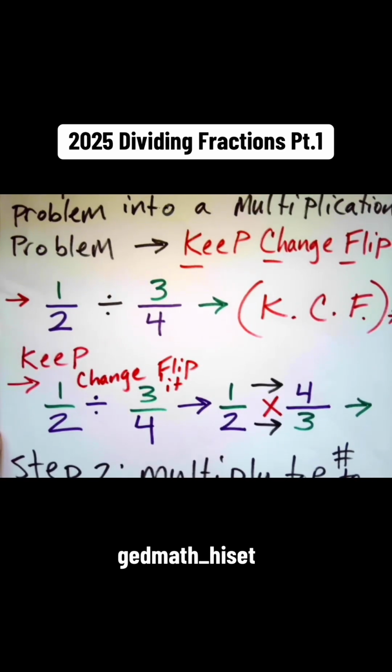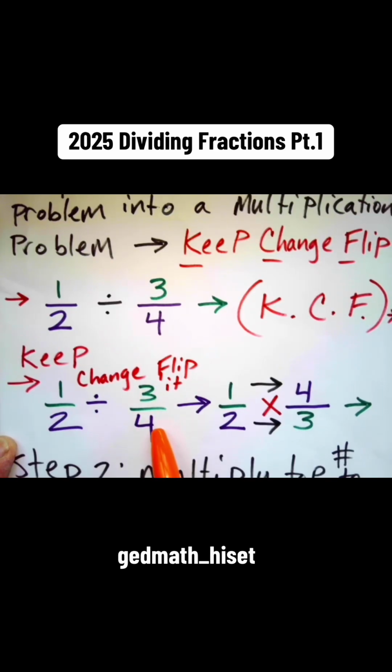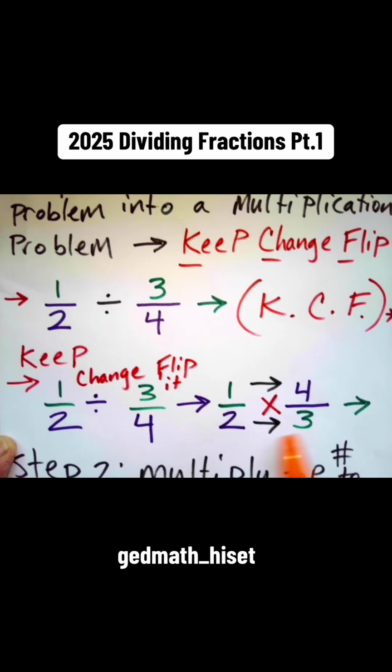So here we have it, keep, change, flip. You keep it 1/2. Change that division problem, flip that 3 over 4. We keep it 1/2, change division to multiplication, but in order to change division to multiplication, you have to flip this fraction. 3 becomes your denominator, and 4 is now on top. It's that simple. Once you've kept the same, changed division to multiplication, and flipped the fraction, you can multiply top to top and bottom to bottom.